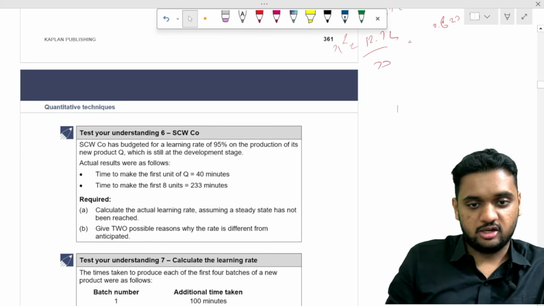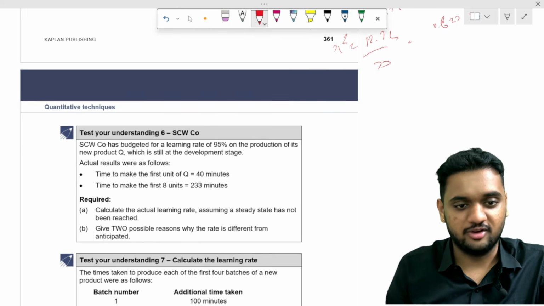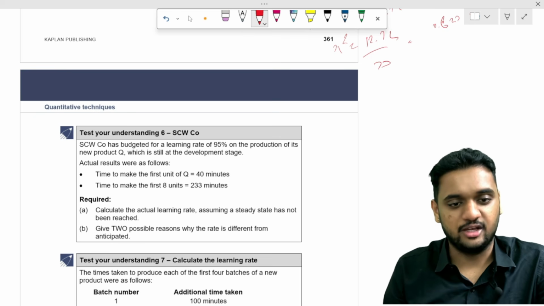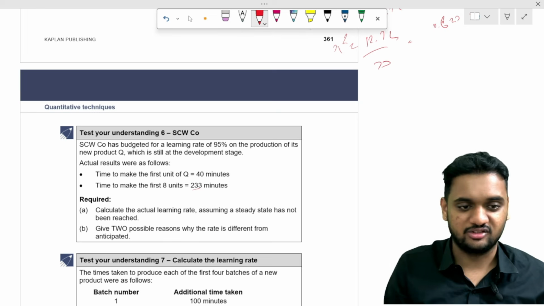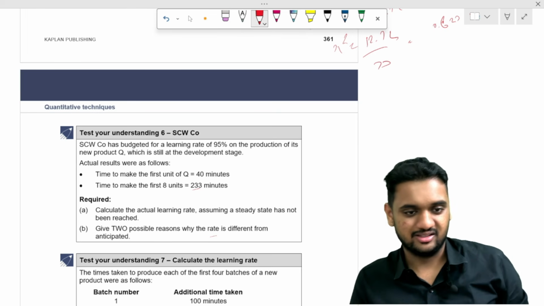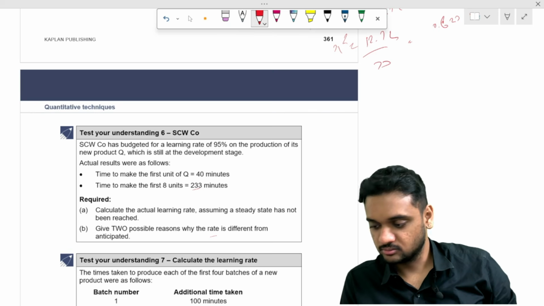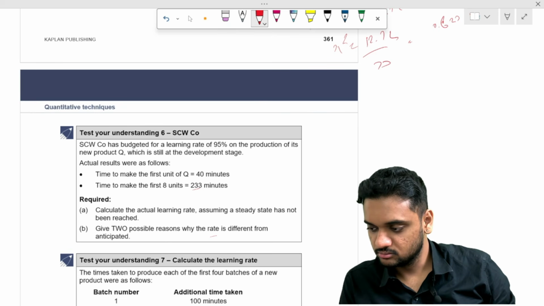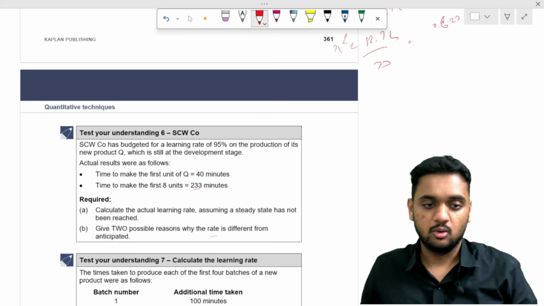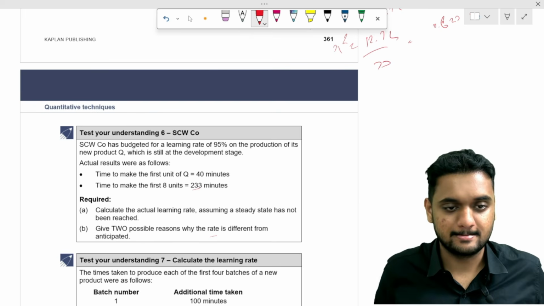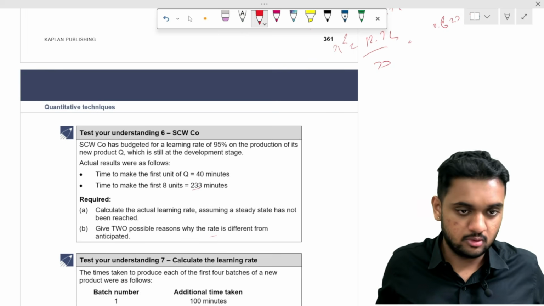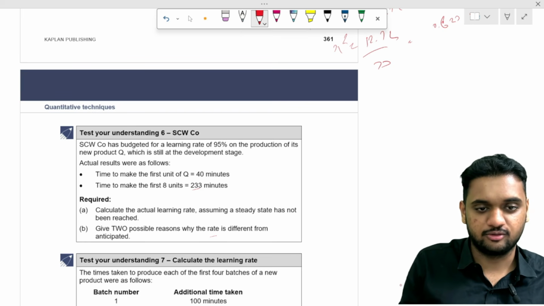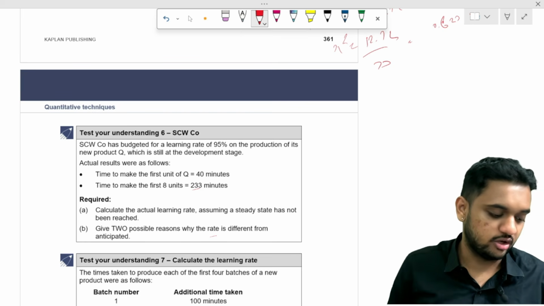They gave the learning rate, sir. The time taken to produce the first Q units is 40. The time taken to produce the first 8 units is 233. They are asking for the actual learning rate, assuming a steady state has not been reached. What are they asking? They gave two results. The actual time taken for the first unit of Q is 40 minutes. First unit is 40, 8th unit is 233.